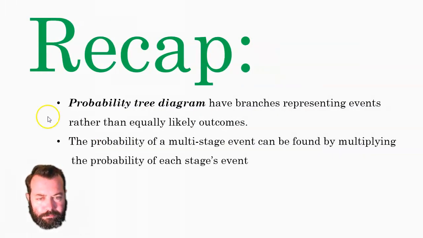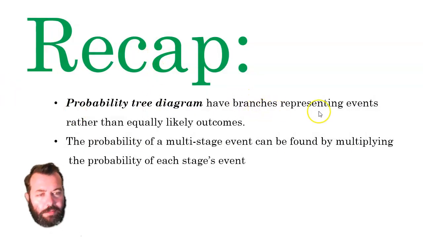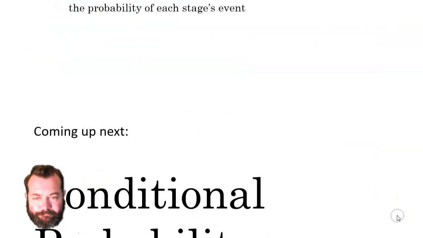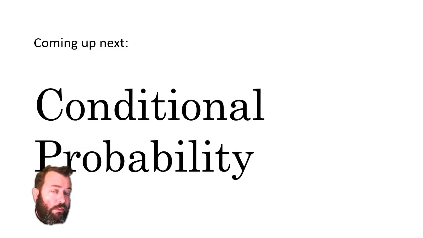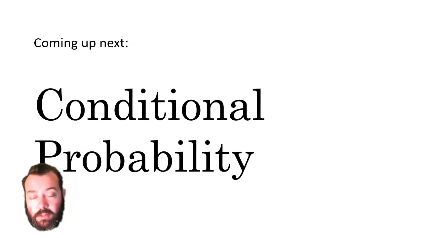Quick sum up. Probability tree diagrams have branches representing events rather than equally likely outcomes, and the probability of a multi-stage event can be found by multiplying the probability of each stage's event. Next thing is conditional probability. If you've got any questions about probability trees, please make sure that you ask me during class. I'll see you there.